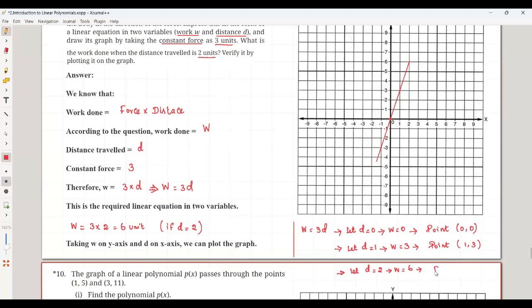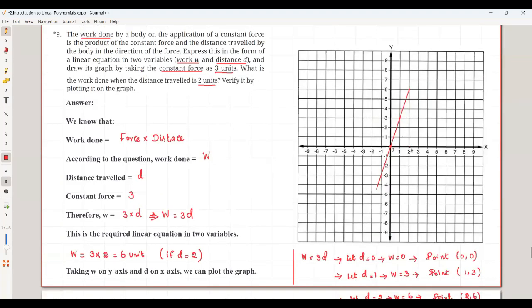Okay, so you'll be getting the point, it will be (2, 6). This one you need not plot. By verification, you have to check: if it's 2 units, where is it intersecting? Here, (2, 6). Correct? This point is what? (2, 6). That means if the distance is 2, the work done is 6 units. Exactly, it is coming correct. Therefore, the verification is over.